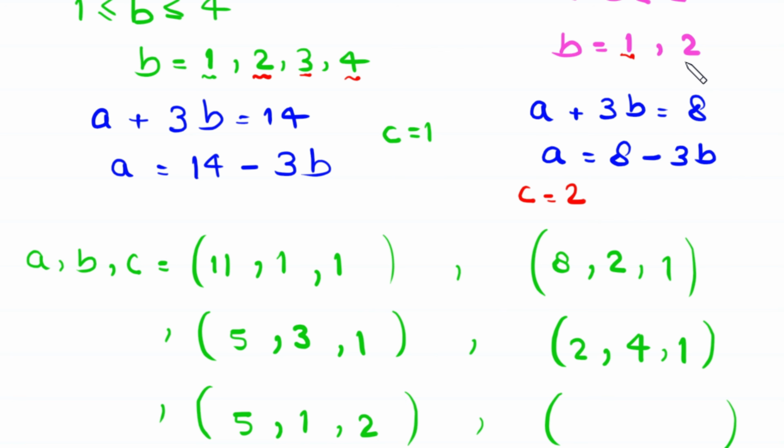And when b is 2, a will be equal to 8 minus 3 times 2, which is 6. 8 minus 6 becomes 2. So a is 2 and c is also 2 for this case. So we get 6 distinct triplets for a, b, c. This is the final answer of this problem.